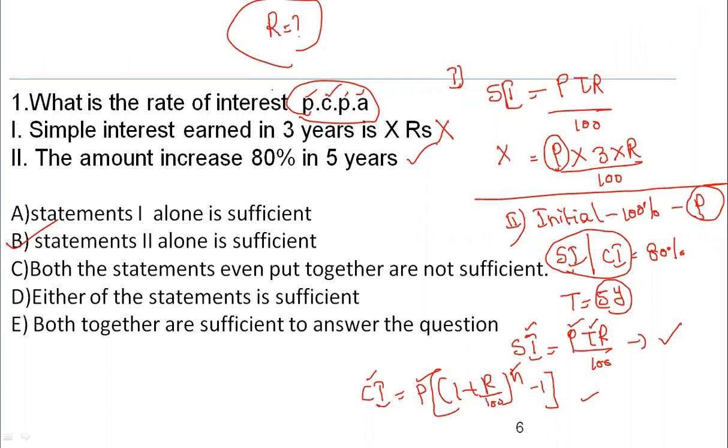So with the second statement information, you can solve for the question. So what is the answer for the question? The answer is statement 2 alone is sufficient in answering the question. When any one of the statements is sufficient in answering the question, there is no need to combine both the statements to answer for the question. The answer is statement 2 alone is sufficient in answering the question.